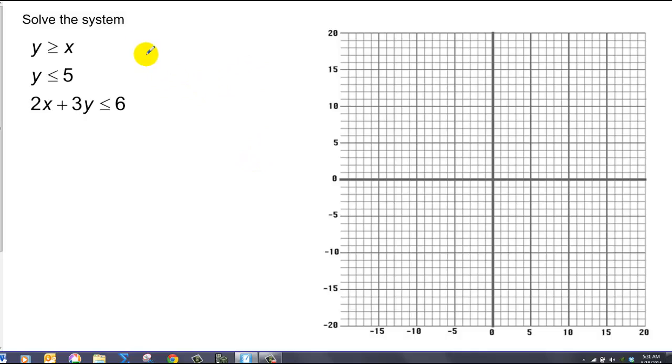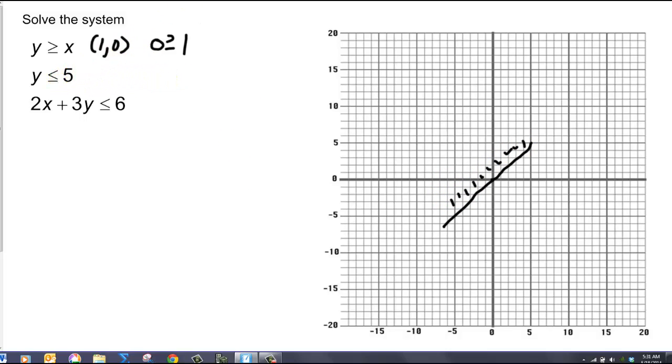Let's continue. We have y is greater than or equal to x. Well, y is equal to x is here. I can't pick 0, 0 because 0 is actually on the line, so I pick another point. I can pick 1, 0 for my sample, which means 0 is greater than or equal to 1, which is false. Here's 1, 0. Go to the other side, which shades me here.